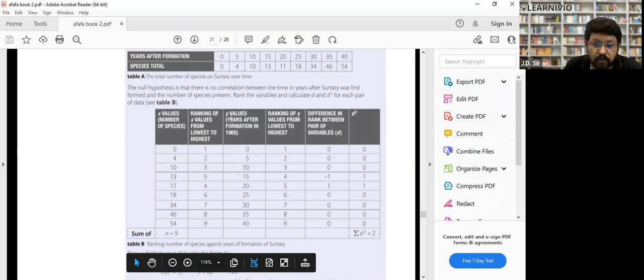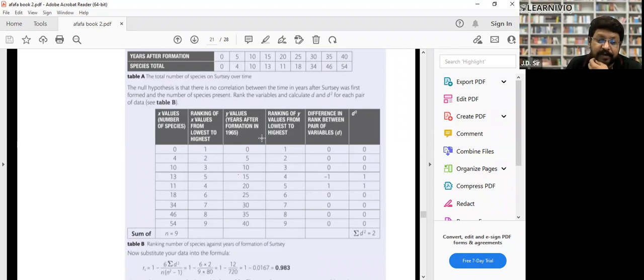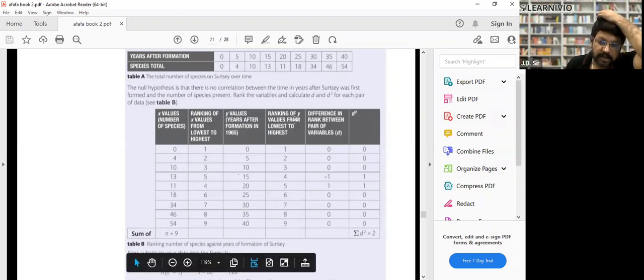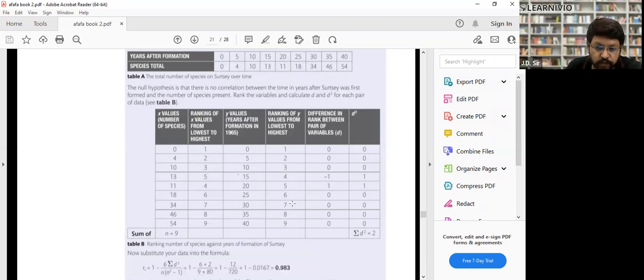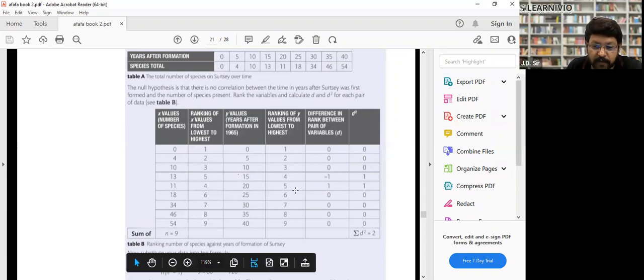Now y, what is y? The y value is years after formation. So how many years since formation: 5, 10, 15, 20, 25, 30. Now the ranking of y values from lowest to highest, right? 1, 2, 3, 4, 5, 6, up to 9. So that is the total value n, right?